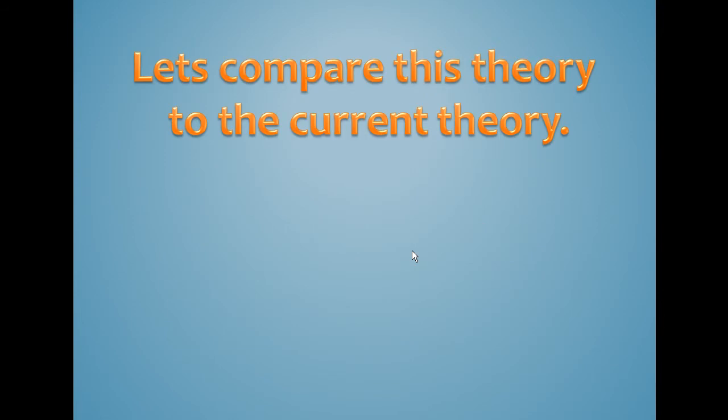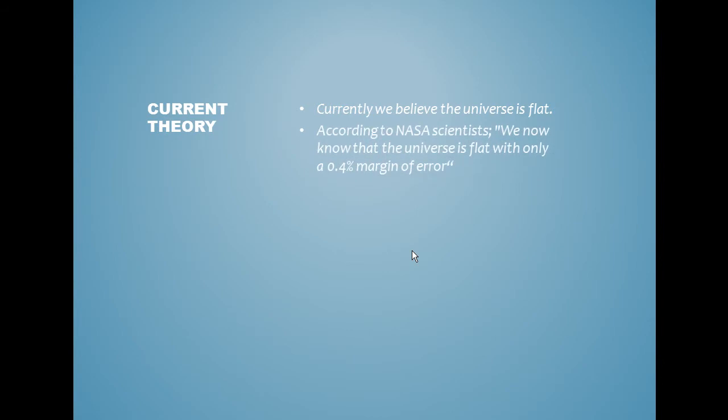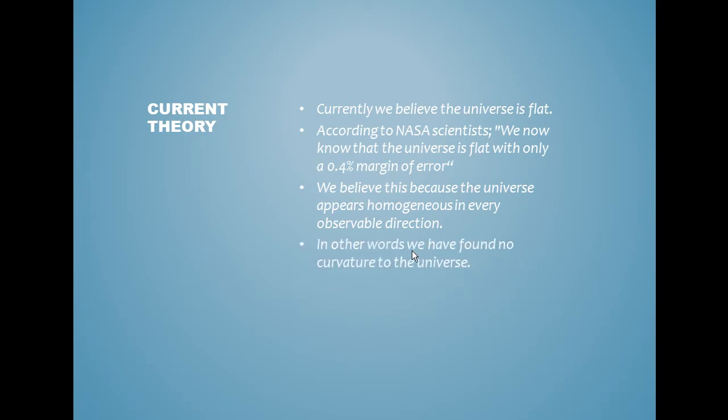So let's compare this theory to the current theory. Currently we believe the universe is flat, right? According to NASA scientists, quote, "We now know that the universe is flat with only a 0.4% margin of error." We believe this because the universe appears homogeneous in every observable direction, right? In other words, we have found no curvature to the universe. Make sense? Well, it doesn't make sense to me.